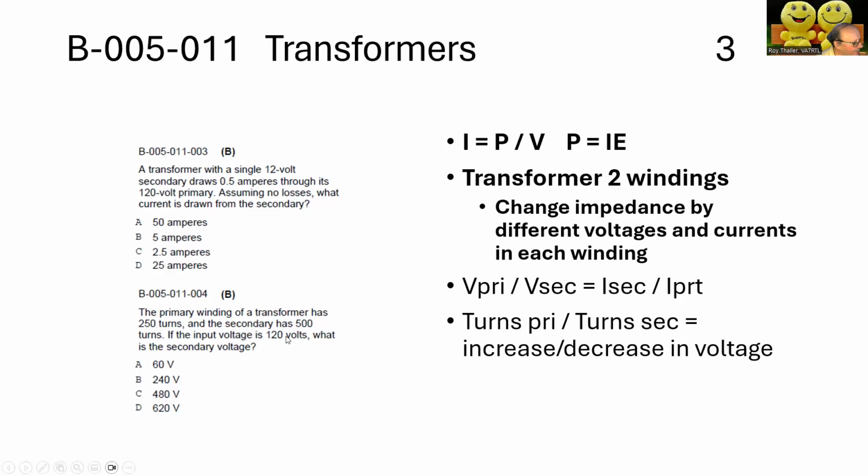You can also do this in terms of the turns ratio. So the primary winding of a transformer has 250 turns. The secondary winding has 500 turns. If you put in 120 volts, what's your secondary voltage? So you have twice as many turns. So the secondary would be twice 120. So the correct answer would be 240 volts, B.